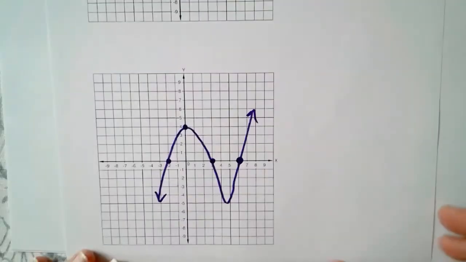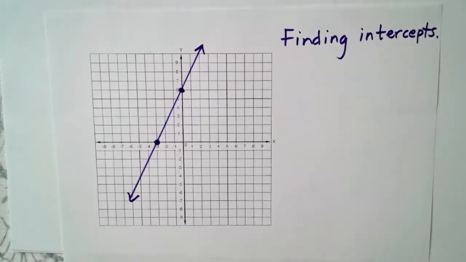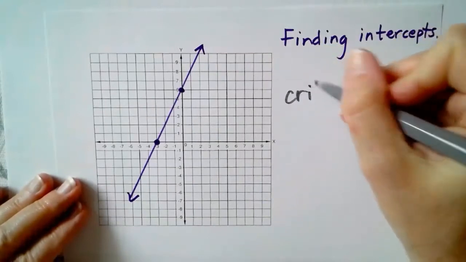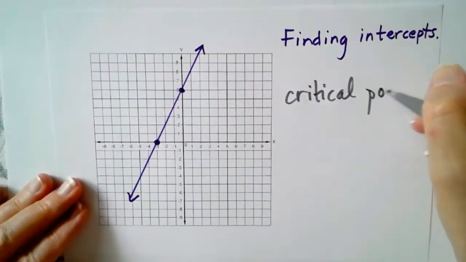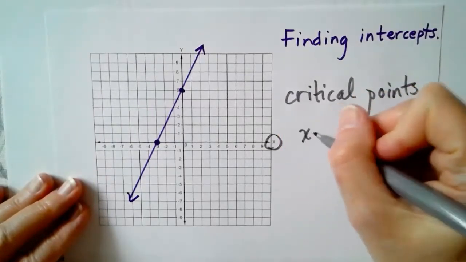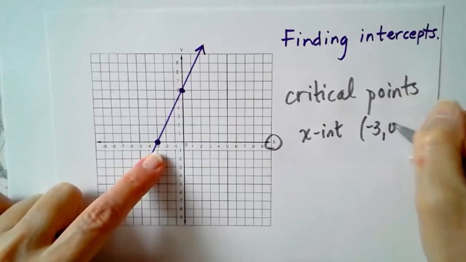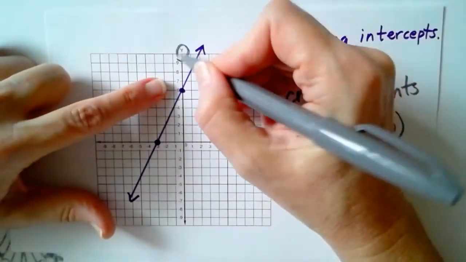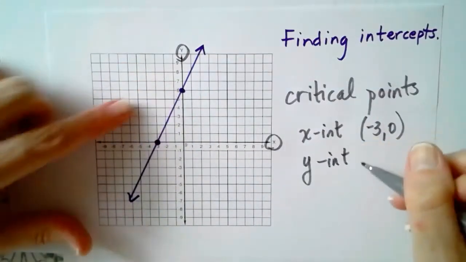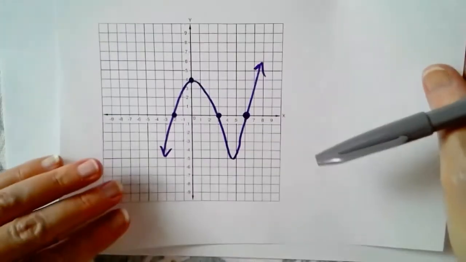So the next thing in section 1.1 is just the whole idea of finding intercepts. And intercepts on a graph are also known as critical points or critical values. And in this case, we have an x-intercept at -3. So an x-intercept at -3, 0. We have a y-intercept at 0, 6. So intercepts are points that we'll find, and they give us specific information relative to the context of the graph.